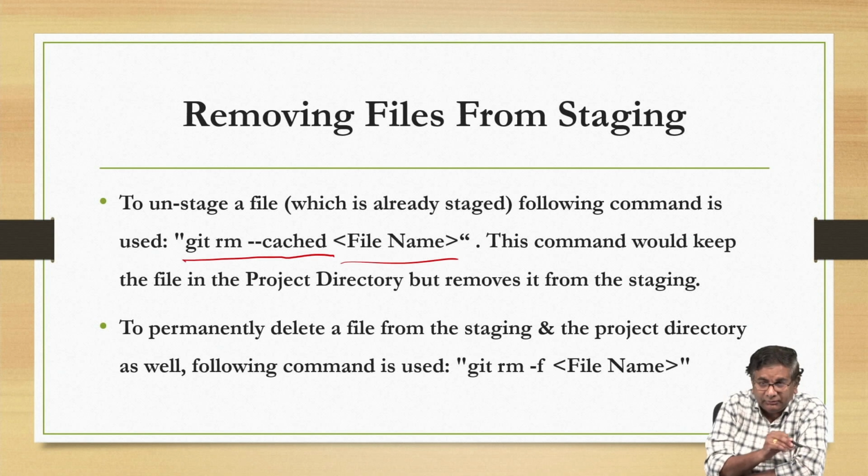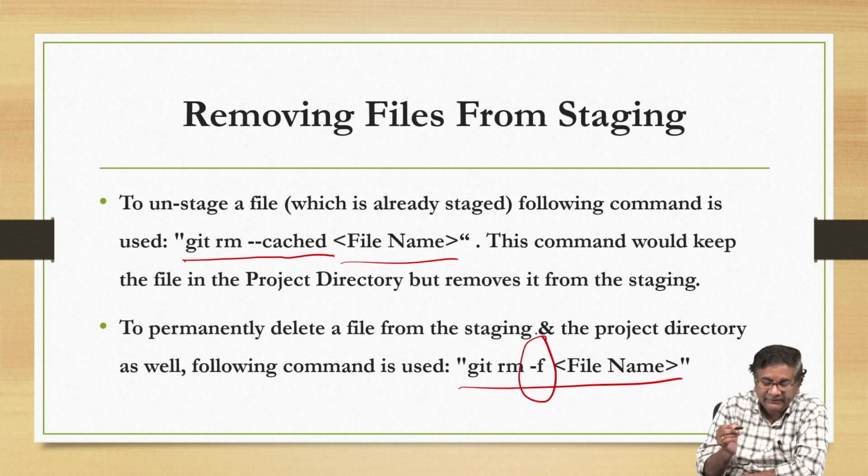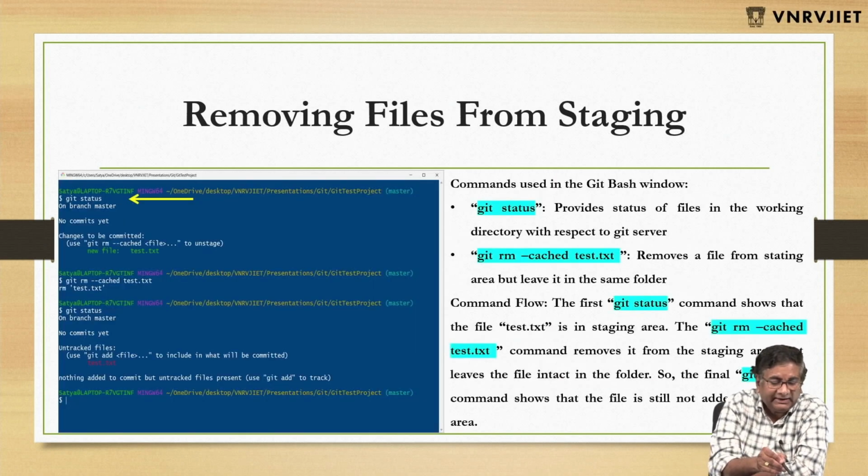Now, in order to not only remove from staging but also physically remove from the directory, this is the command we have to give with the -f option. I haven't used this -f option, but this one I used. First thing is git status. You see the file is in the staging area, because it says changes to be committed, not yet committed. That means not permanently stored. It is kept in the staging area.